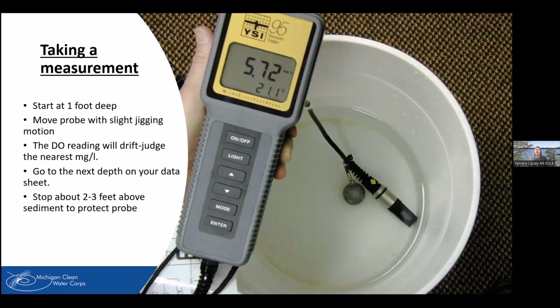And then you'll go to the next depth on your data sheet and continue to do so. But you want to make sure that your last measurement is about 2 to 3 feet above the sediment, just to make sure you protect that probe and don't get it into the mud or into the sand. If that does happen, you'll know, because when you bring it back up, it'll probably have some debris or mud on it. Just swish it off in the water to clean it off, and then you can put it back down. Just make sure you make it more shallow to get that last measurement.